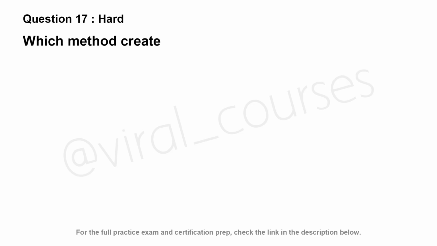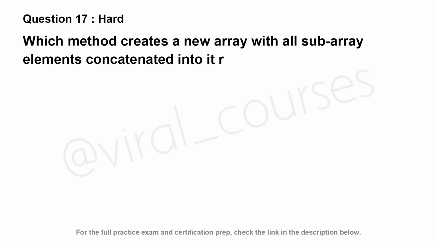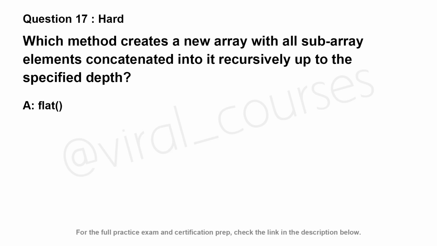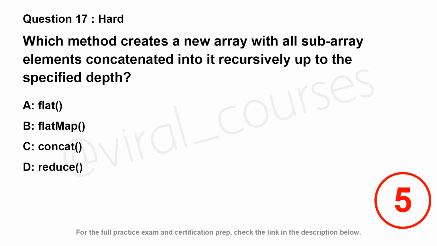Which method creates a new array with all subarray elements concatenated into it recursively up to the specified depth? Option A, flat. Option B, flatMap. Option C, concat. Option D, reduce.